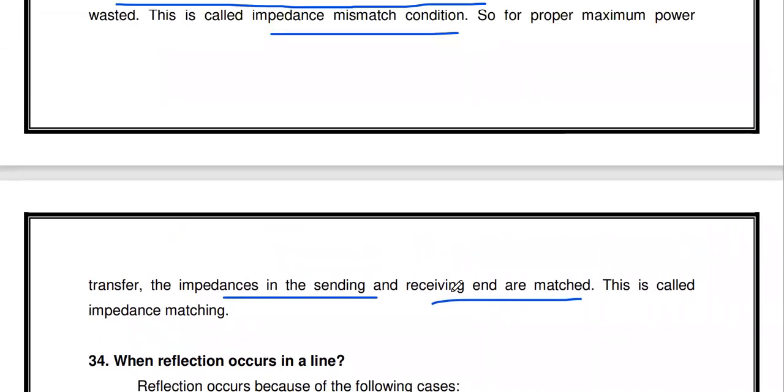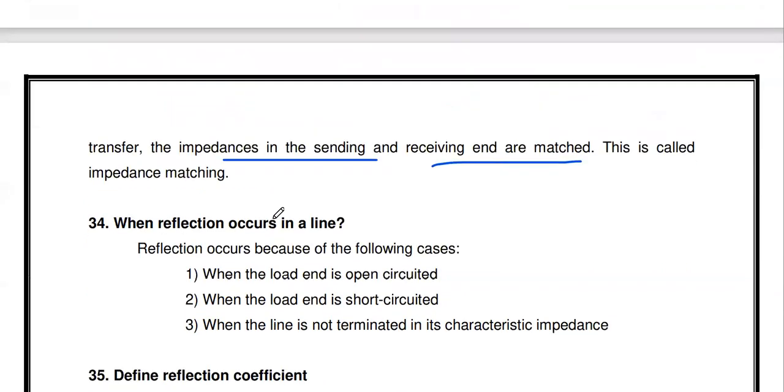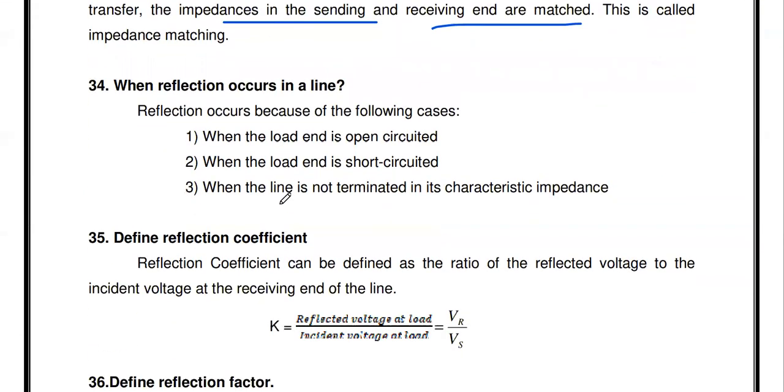The process of matching the impedance between the sending end and receiving end is called impedance matching. In order to provide the impedance matching, we may use a single stub or double stub in between the transmission line at a proper location. That we will discuss in the third unit.